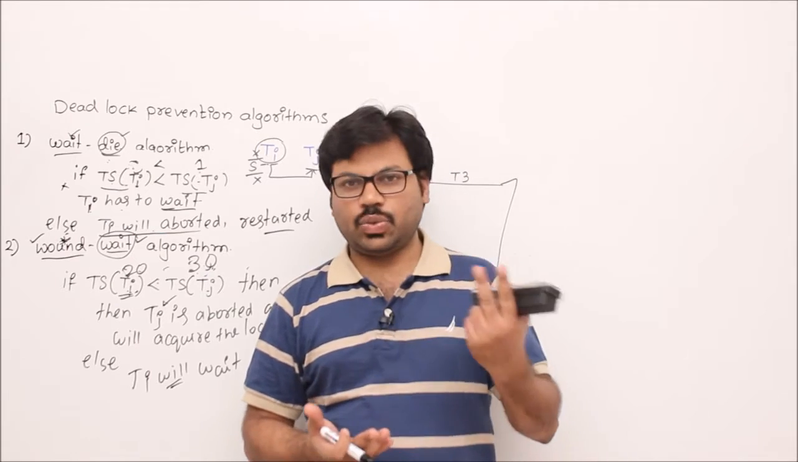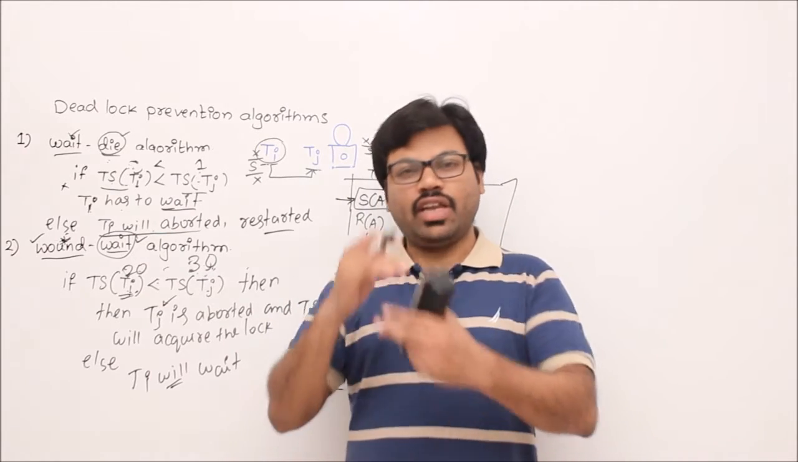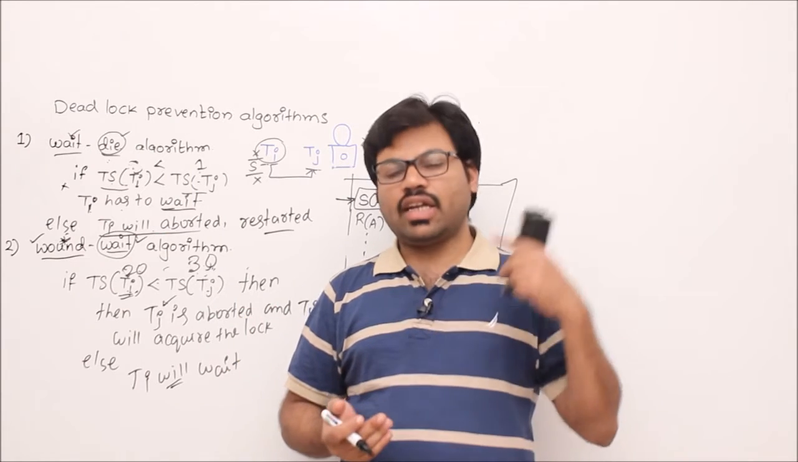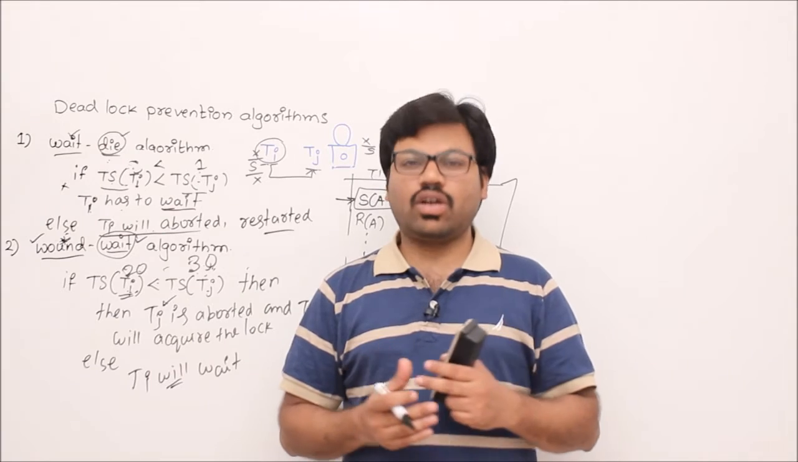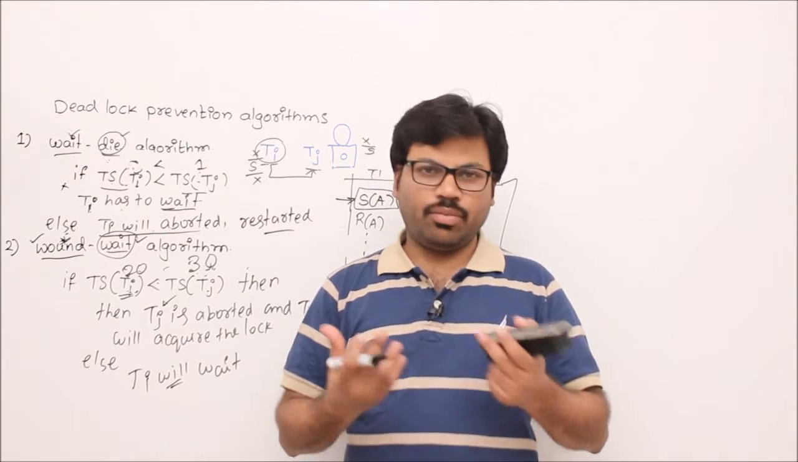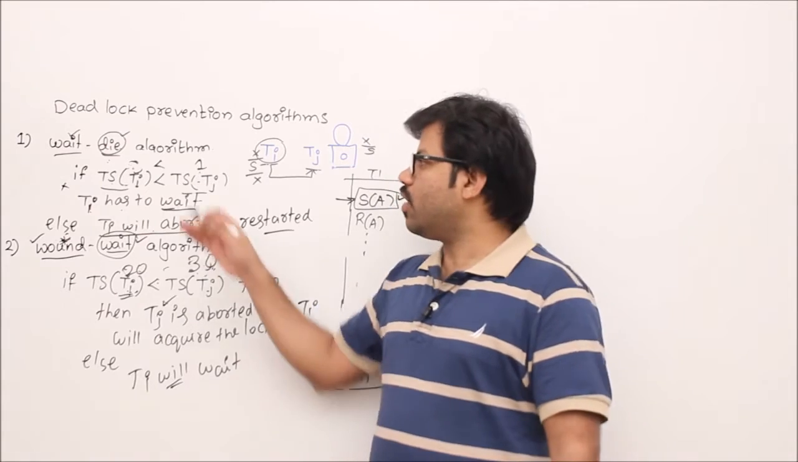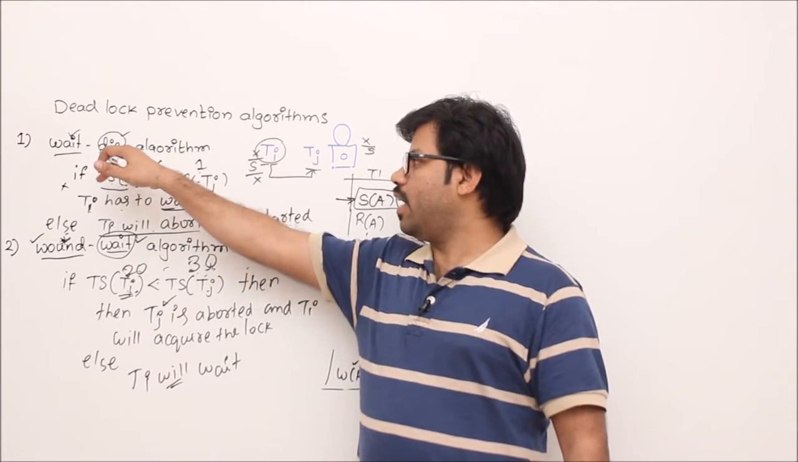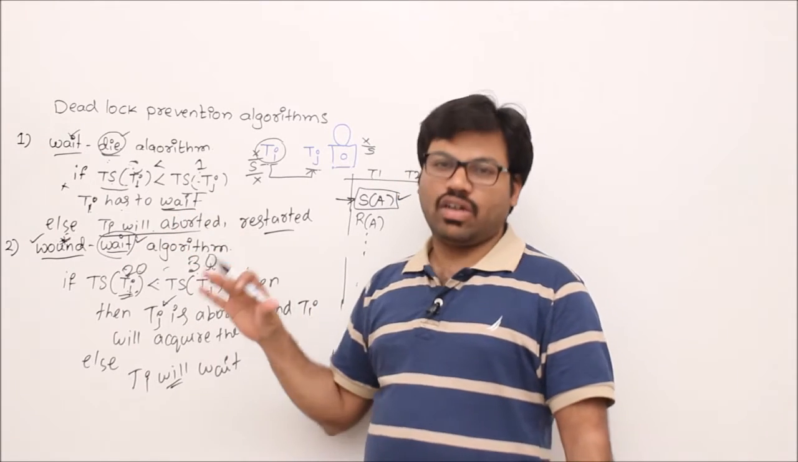But imagine this situation where you are deleting, otherwise aborting, a very lengthy transaction which was running since morning. Is it feasible? Is it a good idea? Definitely it's not a good idea, because you will be wasting computer resources. That's why we always have to delete the younger transaction. That is what we are doing in both the wait-die algorithm and the second one, the wound-wait algorithm. But they are quite similar.